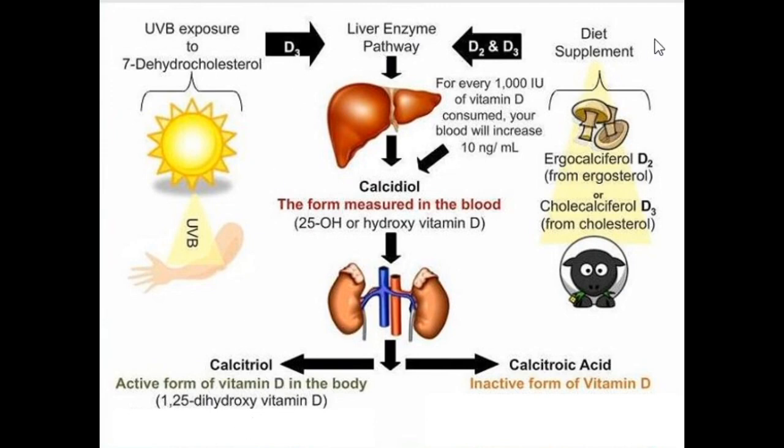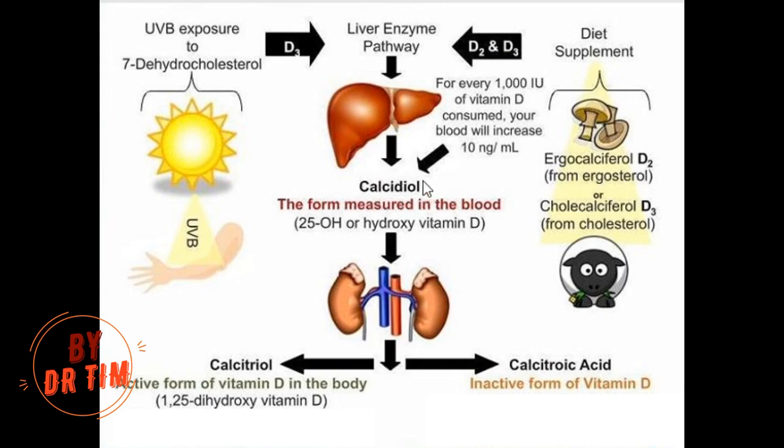If you want to get vitamin D from diet, there are also some sources of vitamin D. For example, from plant-based food, ergocalciferol, D2, from ergosterol, and from animal-based food, cholecalciferol, D3, from cholesterol. So this is from the diet or supplements. D2 and D3 will be carried to our liver and form calcidiol.